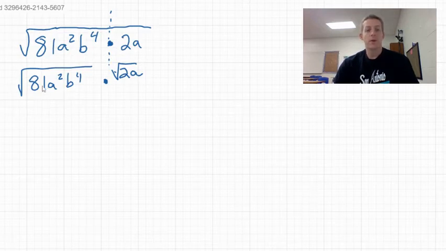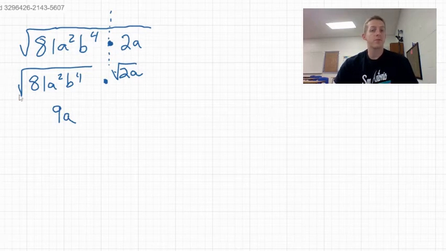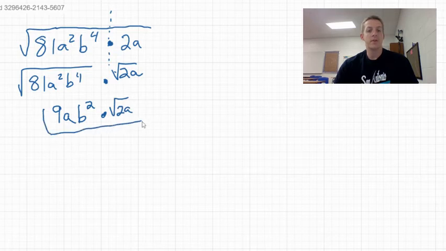Some of these I can actually take apart and get out of the radicals to simplify it even further. So square root of 81, we know that that is 9. A squared, well, that's just going to become a. Remember, what are we assuming whenever there's no numbers or no symbols here? That's the positive. B to the fourth, the square root of b to the fourth is b squared, times 2 and a can't be simplified any further, so we're just going to leave it as square root of 2a. So that would be our simplification of this equation here.